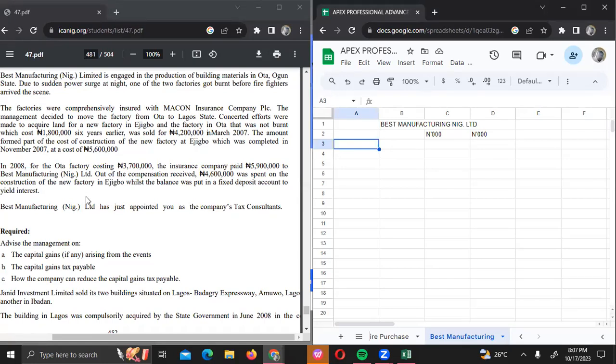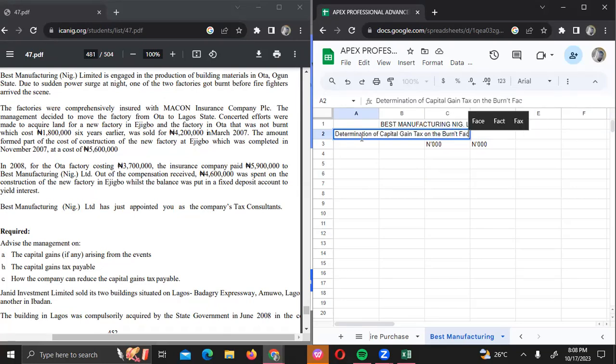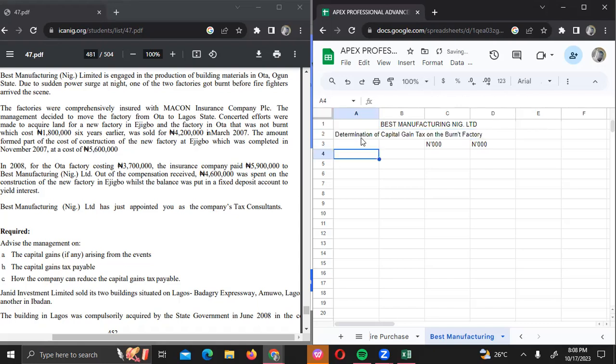Now, so we have two different assets here. We have first the one that was burnt and the one that was not burnt. So we have to identify, let's do them one after the other. What's the name of the asset that was burnt? Ota factory, abi. Determination of capital gain tax on the burnt factory, abi. Now, where an asset is under insurance and the asset got damaged, the claims received shall be deemed to be the sales proceeds of the asset. Do you understand?